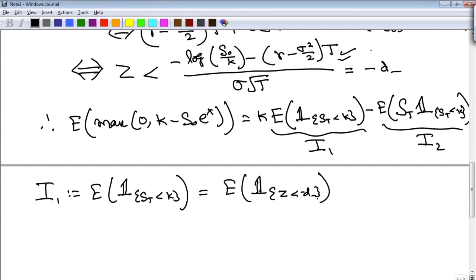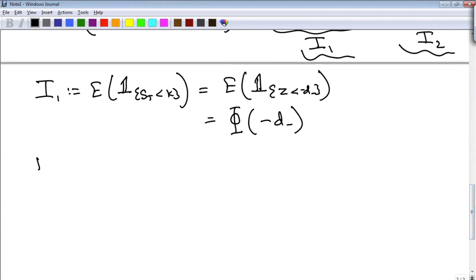That's a pullback of that. And remember, this is the expectation for the random variable x. Therefore, you have Φ of minus d minus. So that is for the first term. And let us now compute the second term.